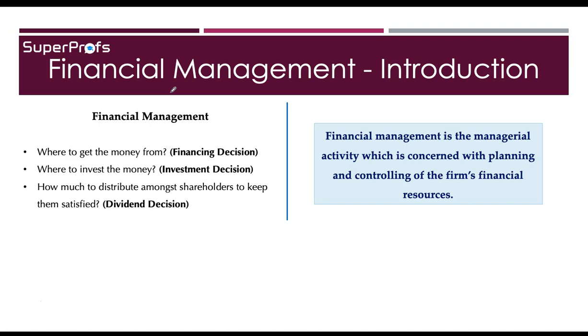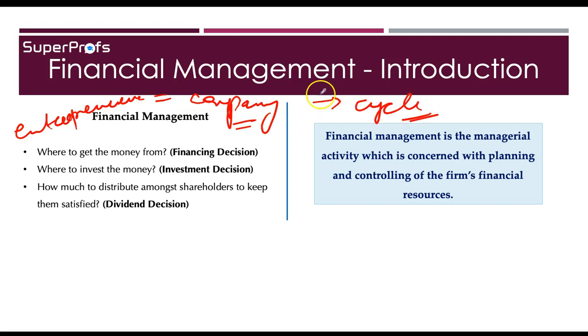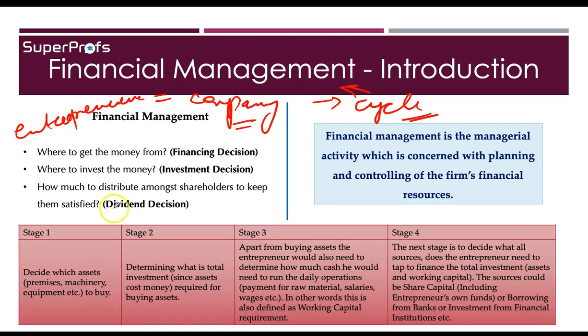Now, if you are an entrepreneur and you want to start a company, what is the stepwise cycle that you will follow for planning the finances? These are the 4 stages. First of all, as an entrepreneur, you will decide which assets you need to buy. Take your example again. This is the same as your chips because you wanted to eat something.